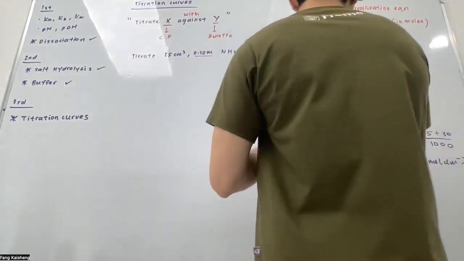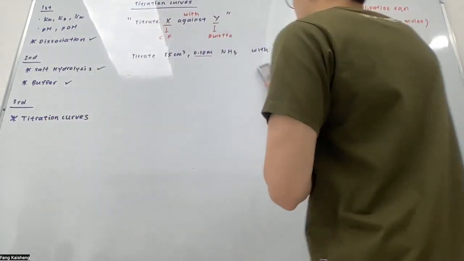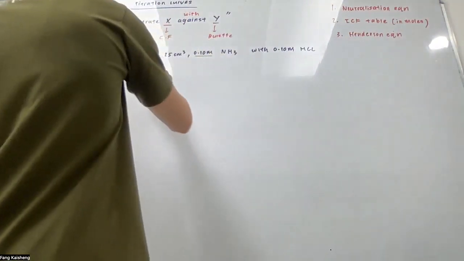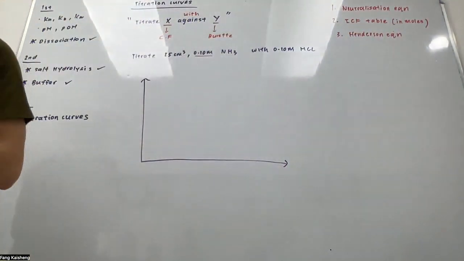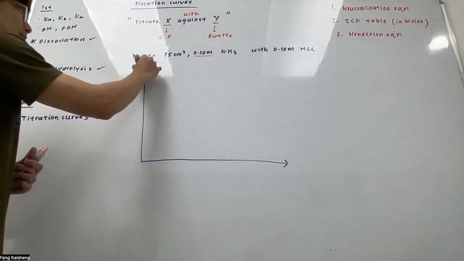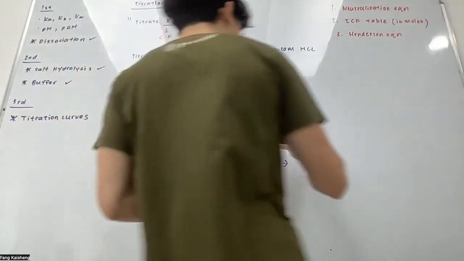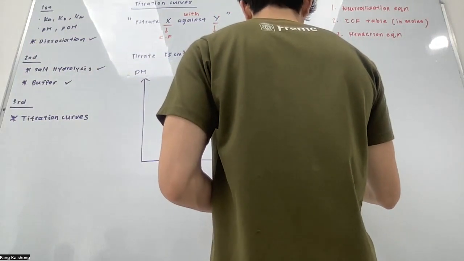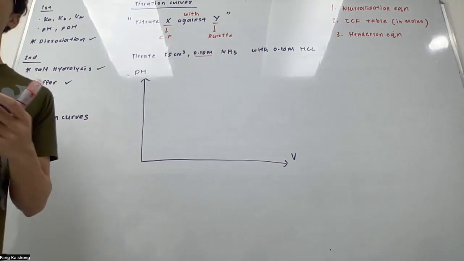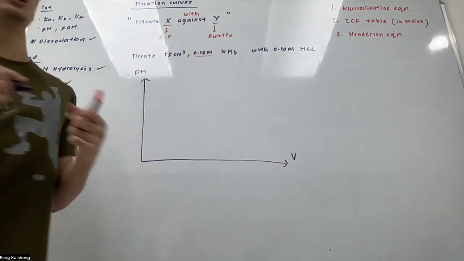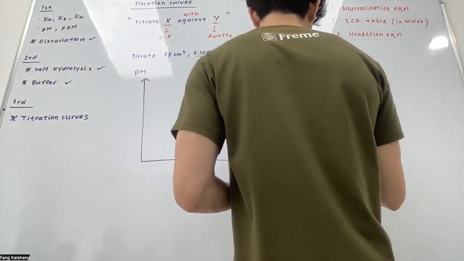When we look at this graph, how does the shape look? Tell me what the axes are first. pH against volume. Volume of the what? HCl. Okay, good. HCl is the titrant once again.